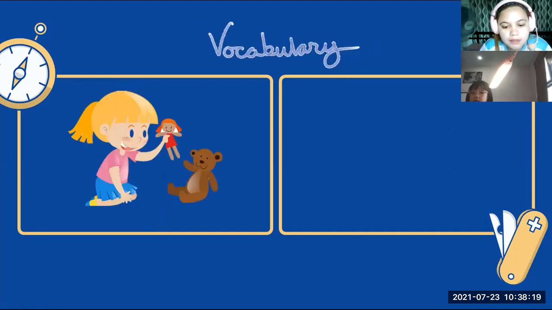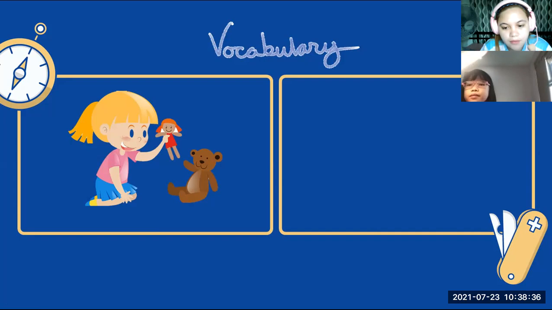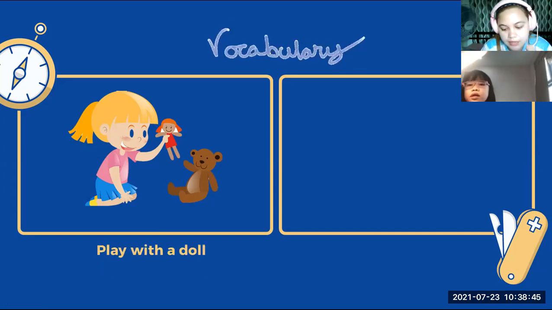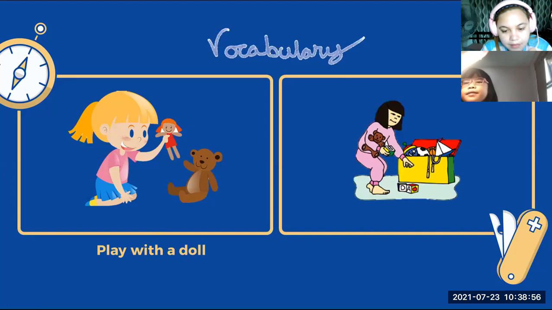Next one, Han, what is the girl doing? Playing what? Play with a doll or toys. Okay, next one. Cleaning. Yeah. Okay. Cleaning or picking up the toys.